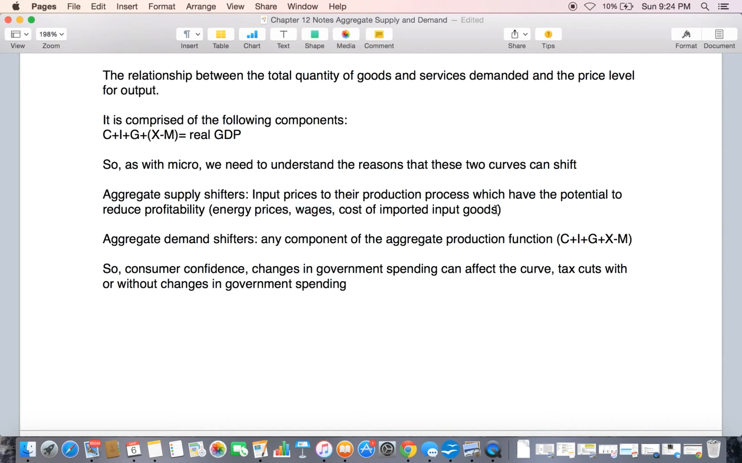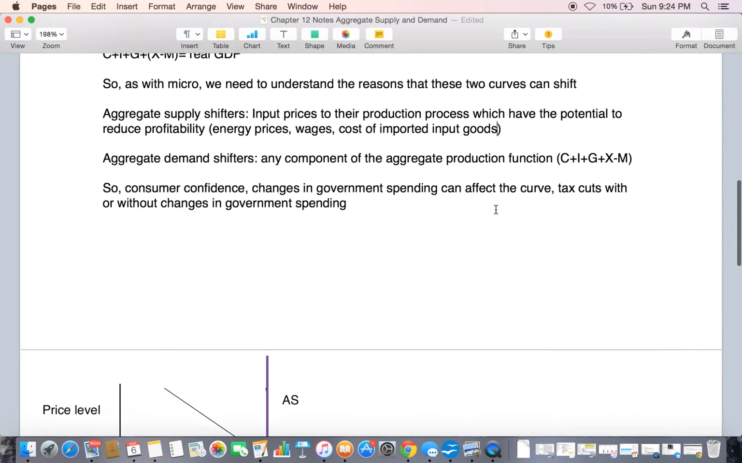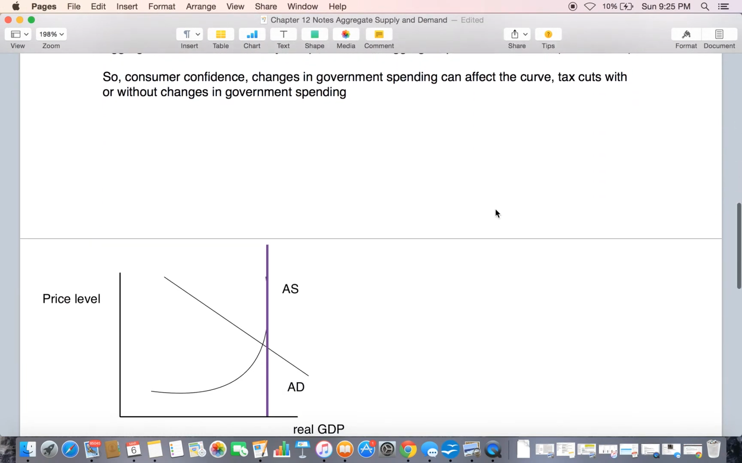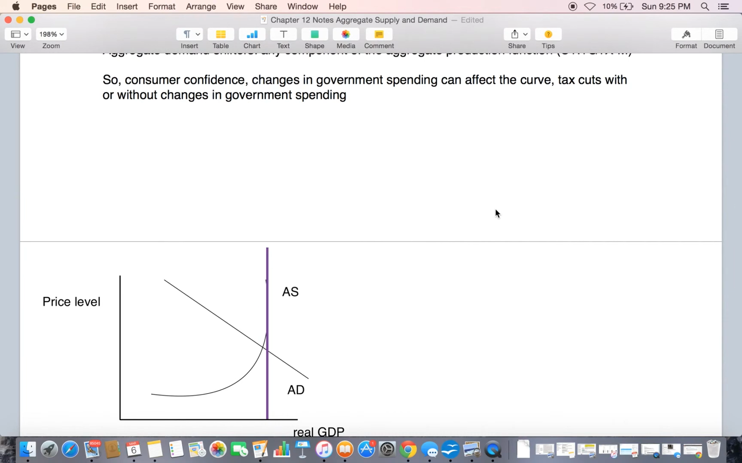And if a large component of our input goods are actually imported from foreign countries into most goods and services in a certain economy, then if the cost of those imported input goods changes, this can have an effect on the aggregate supply. So let's look at a hypothetical example. What would happen if, for example, energy prices dramatically increased overnight? So the price of gas went from $3 to $6 a gallon. This would shift our aggregate supply inward and to the left.